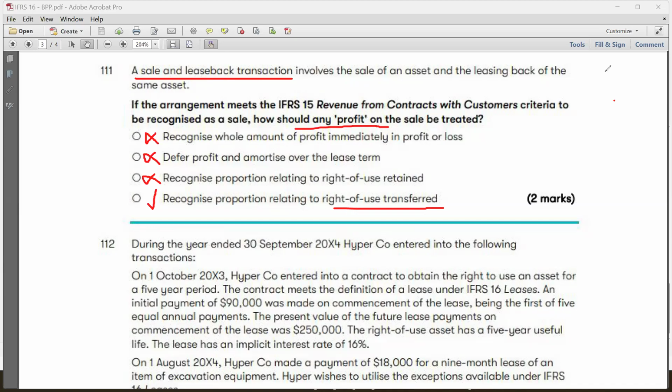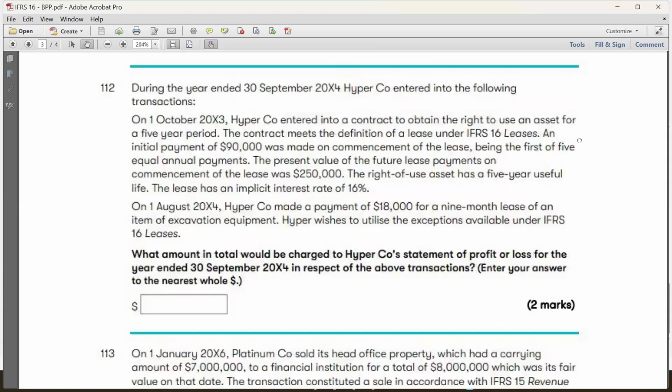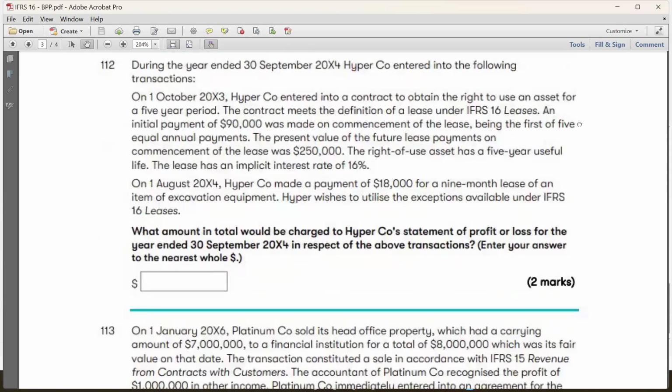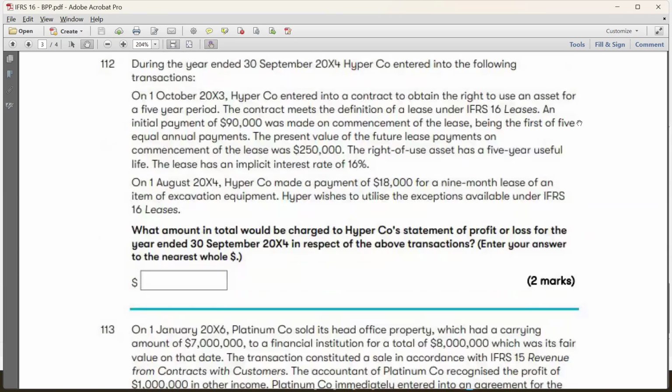Yeah, I just want to move quickly so that we could actually do that question which I'm referring to, where you have to calculate the profit. In between there is this question which is also a good one, and it has various items. Let's see. What amount of the total would be charged to Hyperco's statement of profit and loss for the year ended 30th of September 2024?